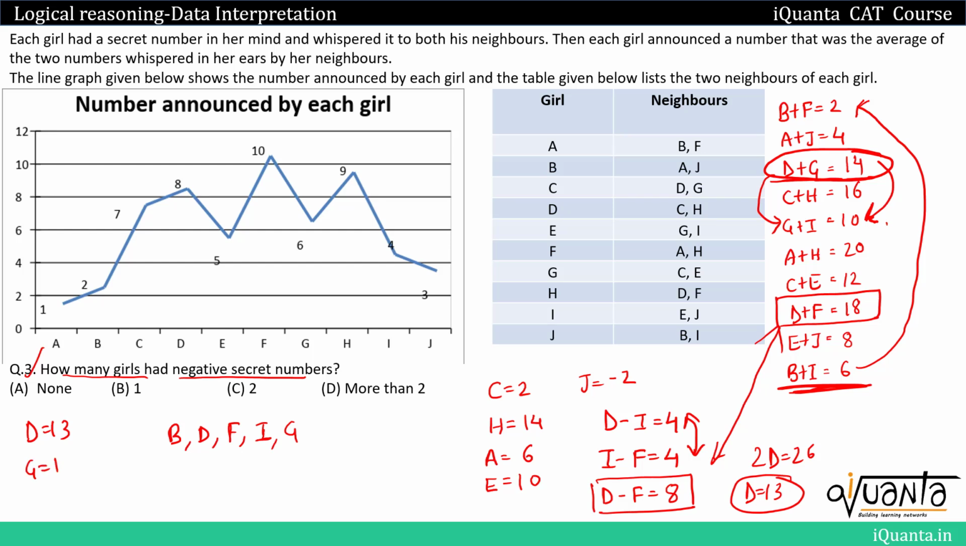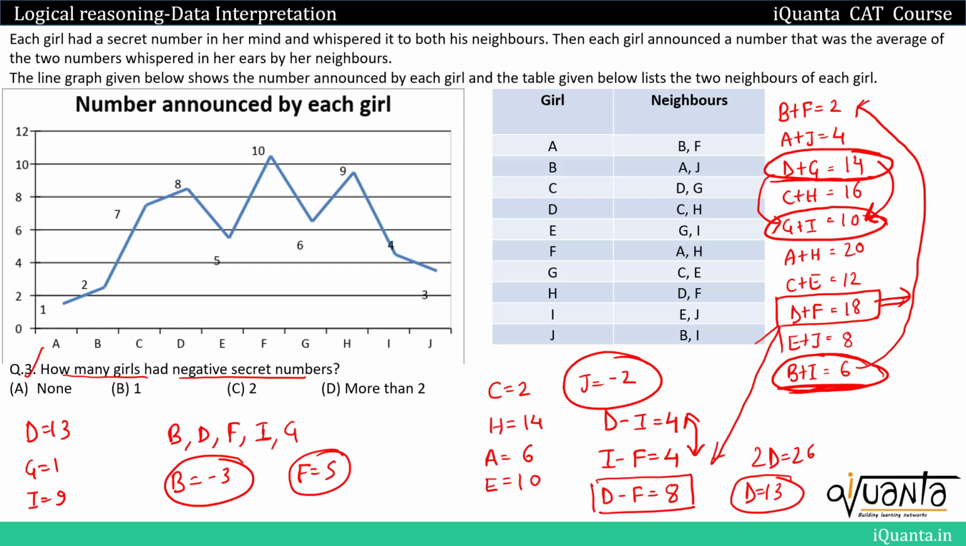If g equal to 1, I can find out the value of i. i will be equal to 9. Then if I have the value of i, I can use the last equation to find out b. So b will be equal to 6 minus 9, that means minus 3. Now I only need the value of f, so using this equation, f will be equal to 18 minus d, 18 minus 13, which will give me f equal to 5. So now I have values of each and every alphabet. Let us count how many negatives there are. We have j equal to minus 2. We have b equal to minus 3. So there are only 2 girls having negative secret numbers.